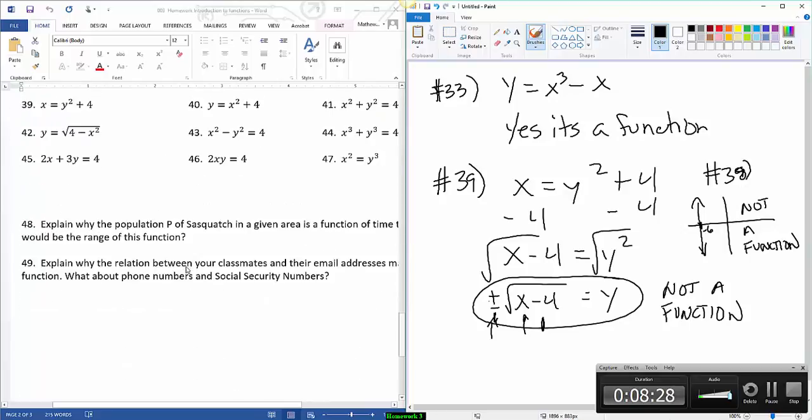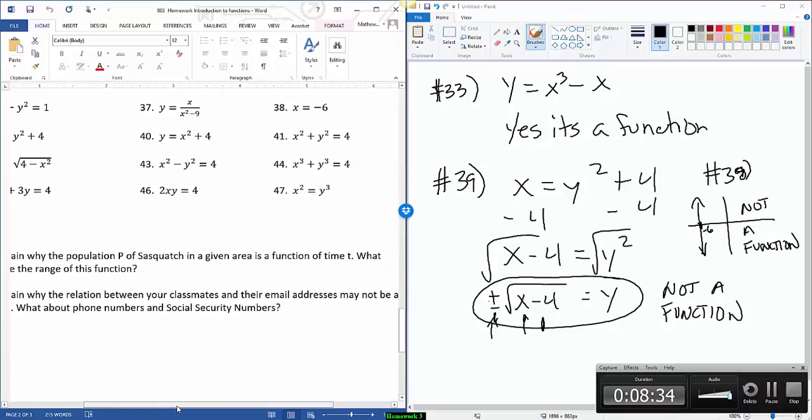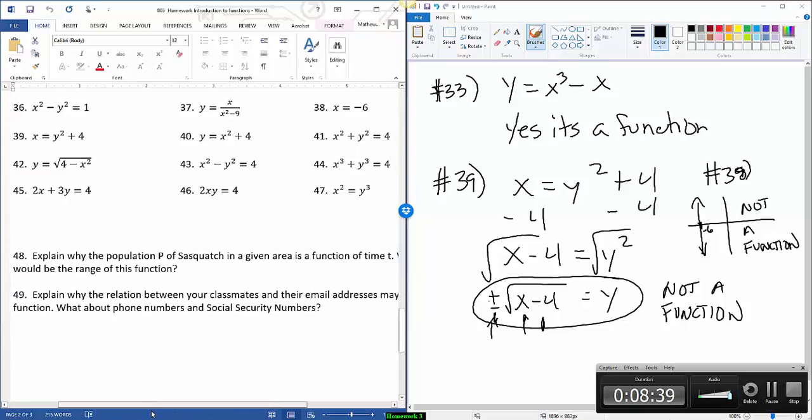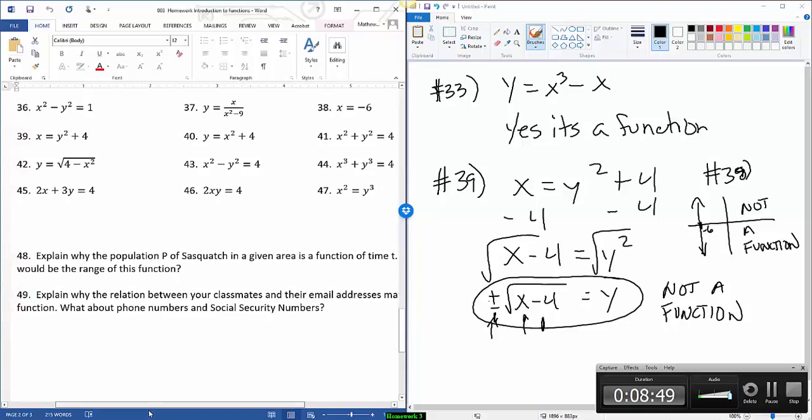All right, and let's see, maybe I'll look at one of these. Explain why the population P of Sasquatch in a given area is a function of time t. Ooh, what would be the range of this function? That's a really good question. So the population of Sasquatch in a given area is a function. The idea is at a particular time, can the population of Sasquatch in a particular area be more than one value? Can it be 100 Sasquatch and then 300 Sasquatch? No. So that wouldn't work.